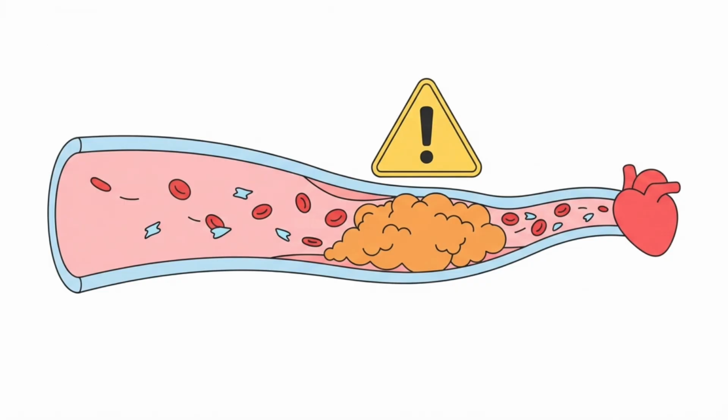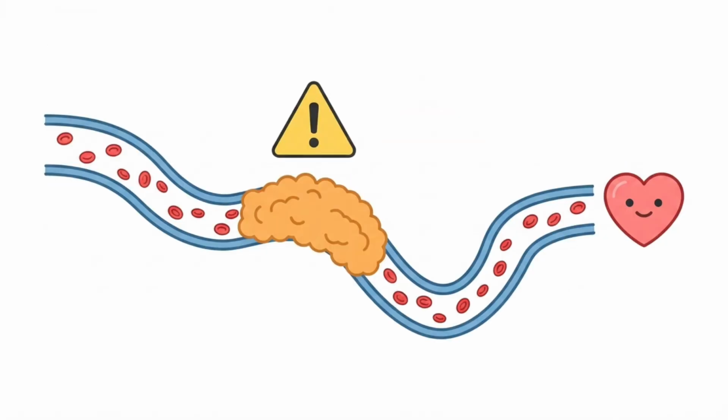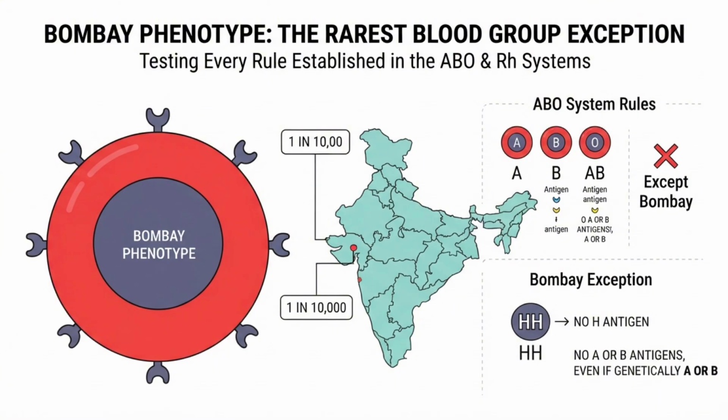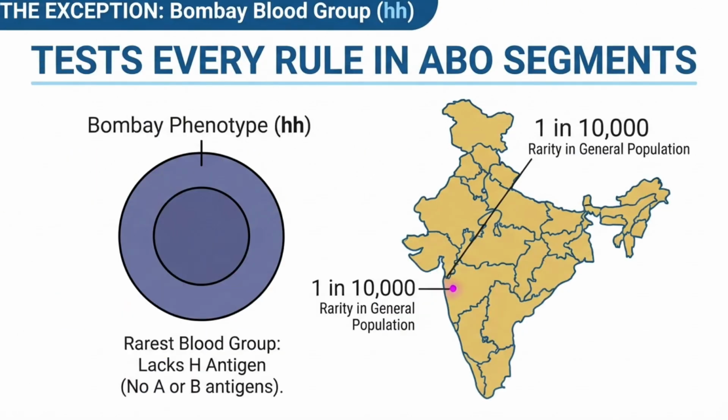Bombay blood group. The Bombay blood group is one of the rarest blood types on Earth, found in roughly 1 out of every 10,000 people in India and far fewer elsewhere, first identified in Mumbai in 1952.